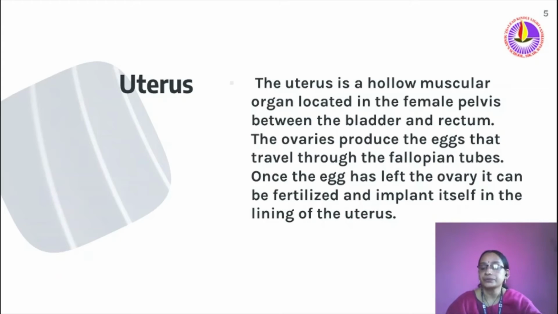Uterus. The uterus is a broad, muscular, pear-shaped chamber where the fertilized ovum develops into a baby. The uterus is a hollow, muscular organ located in the female pelvis between the bladder and the rectum. Ovaries produce the eggs that travel through the fallopian tubes. Once the egg has left the ovary, it can be fertilized and implant itself in the lining of the uterus.